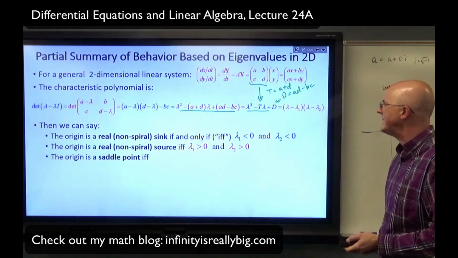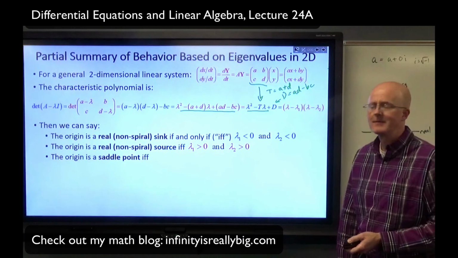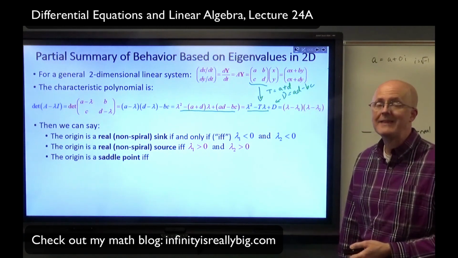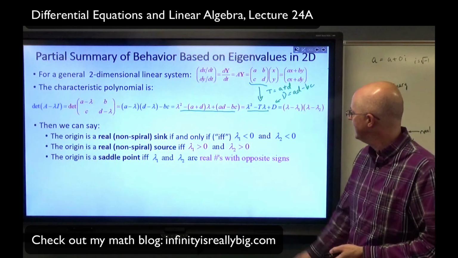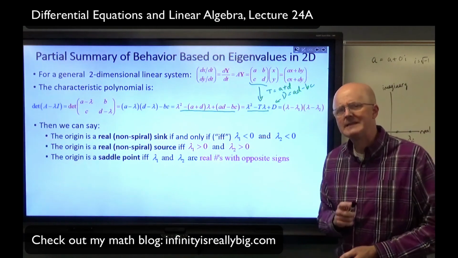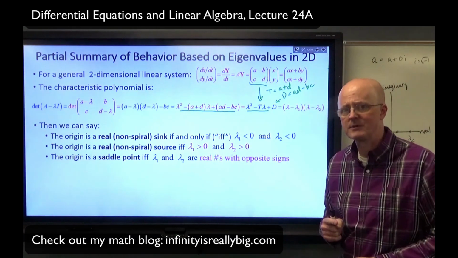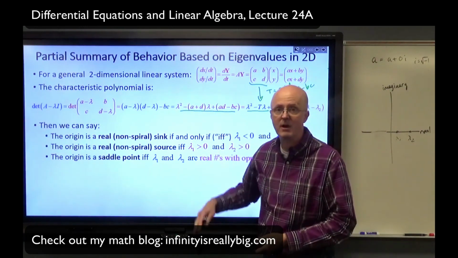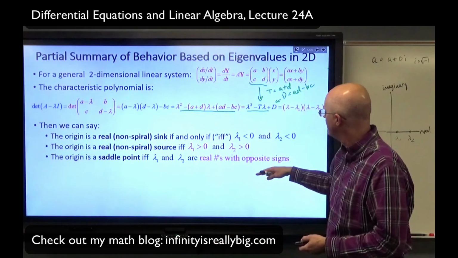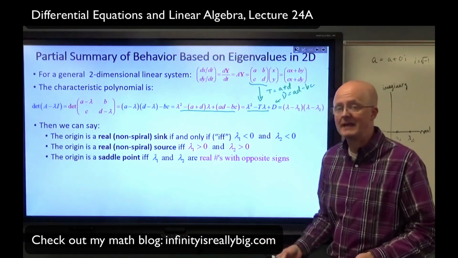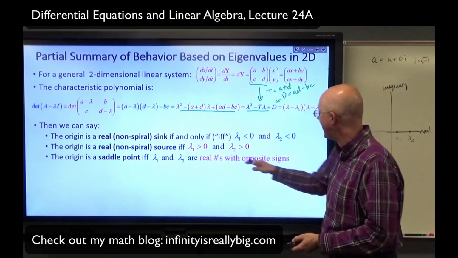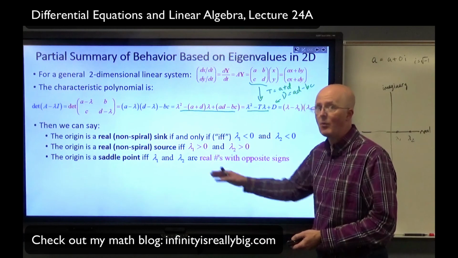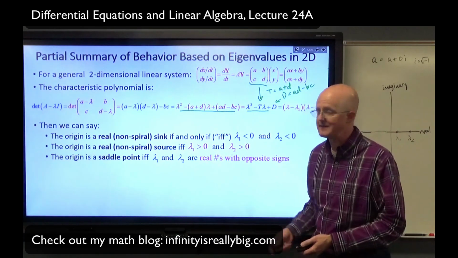The origin will be a saddle point if both eigenvalues are real and they have opposite signs. And realize here that this is excluding the number 0 as an eigenvalue. So I'm not considering all cases. That's why this is just a partial summary. 0 is neither positive nor negative. It's its own special case. So when I say they have opposite signs, I mean one of them is bigger than 0 and one of them is less than 0.